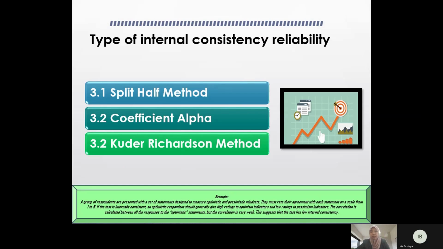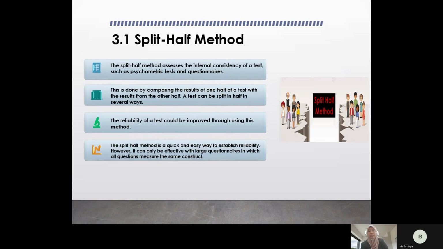Okay, there are three types of internal consistency. First one is split half, second one is coefficient alpha, and third one is Kuder-Richardson method. Okay, split half assesses the internal consistency of the test such as psychometric and questionnaire. This can be done by comparing the result of one half of a test with the result of the other half. It can be split in several ways.